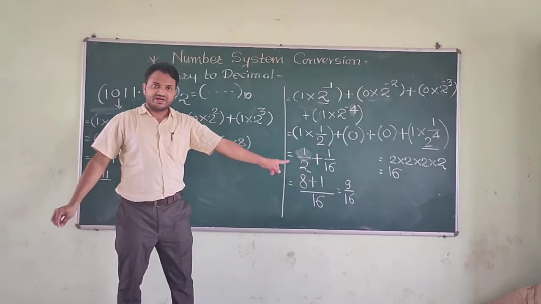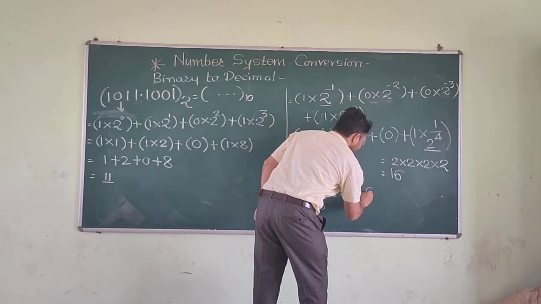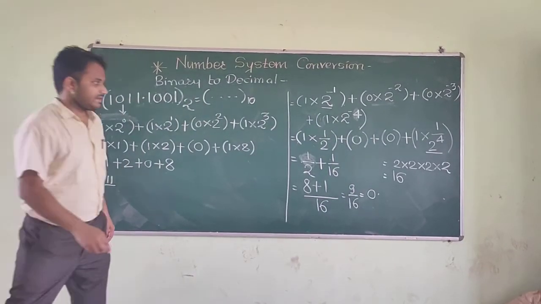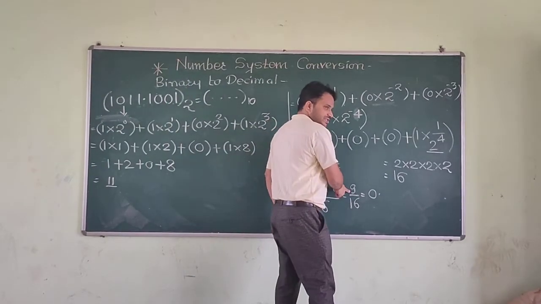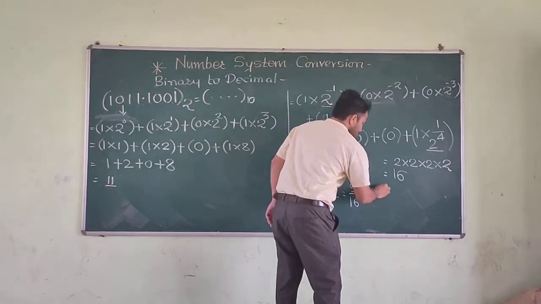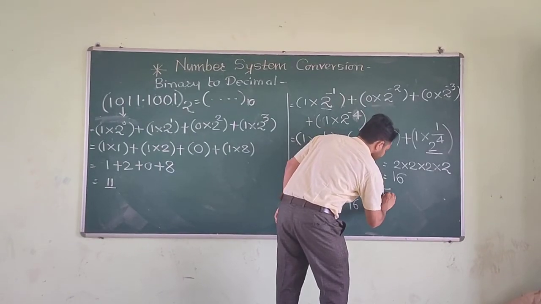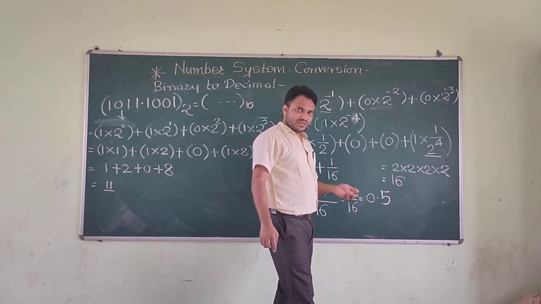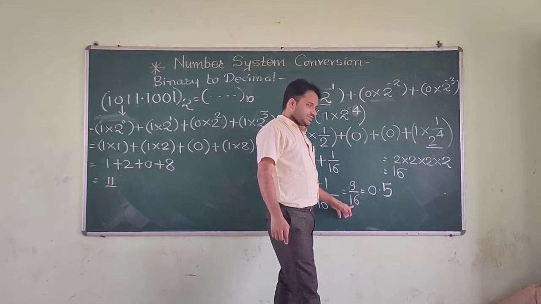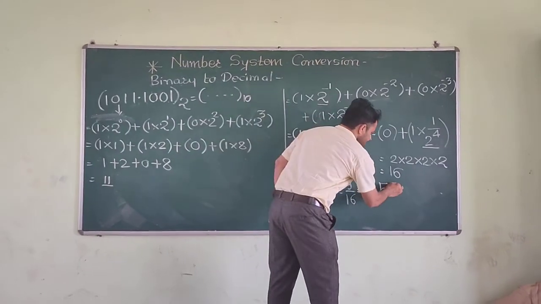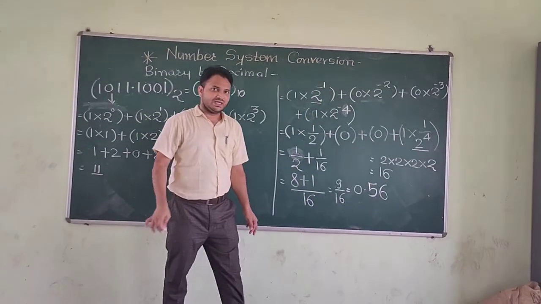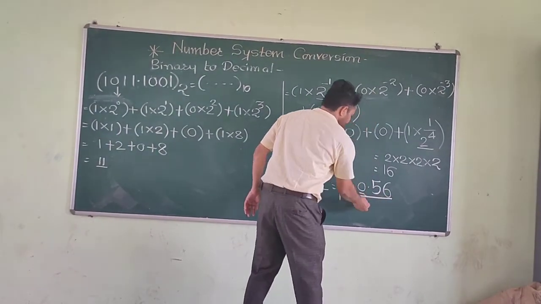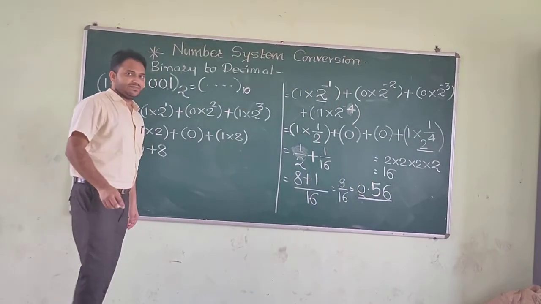So just divide this 9/16. 0. What is the value? 16 into 5, 80, right? So this is 0.5. 10 is the remainder. So add 1 0. So again 16 6 are 96. So this is 0.56. Okay. So again if you want to give the simplification, you can. So currently I got the answer 56.